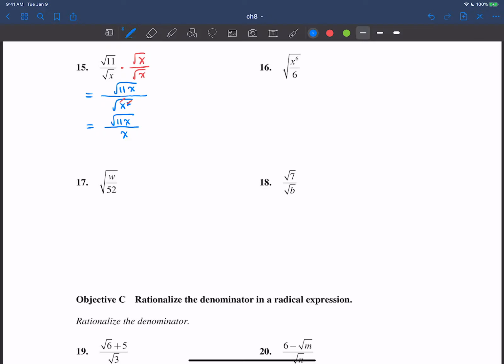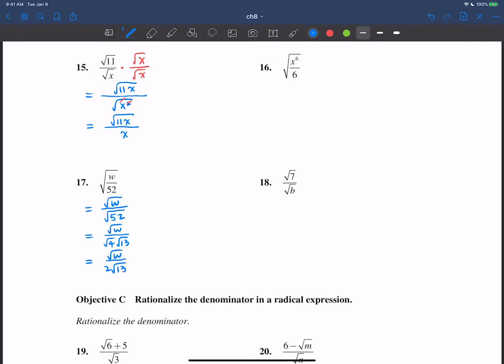Number 17, radical w over 52. Since we cannot simplify w over 52, no common factors except 1, we're going to distribute the radical sign. Radical w over radical 52. And I'm going to simplify that denominator. I will rewrite that radical 52 as radical 4 times radical 13. You could do a tree diagram if you wish. That might help you finding out the factors. That's a perfect square. And that simplifies to radical w over 2 radical 13.